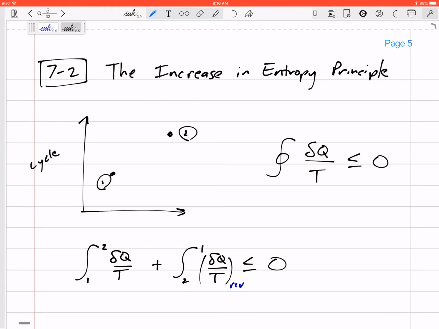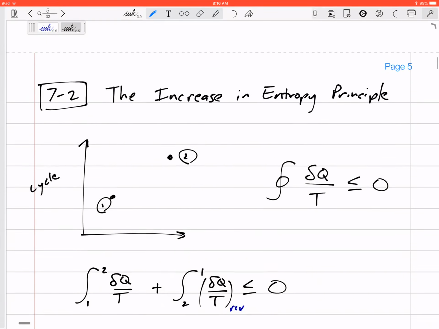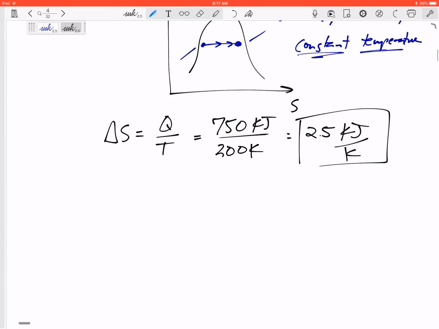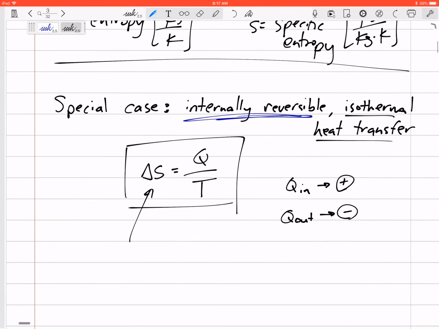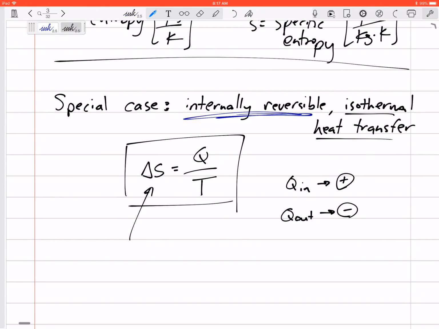Moving on to 7-2, it's the increase in entropy principle. But one thing I did want to mention, I actually wanted to go back to this internally reversible isothermal heat transfer. Sources and sinks, they are isothermal, right? They can give off heat transfer without changing their temperature.